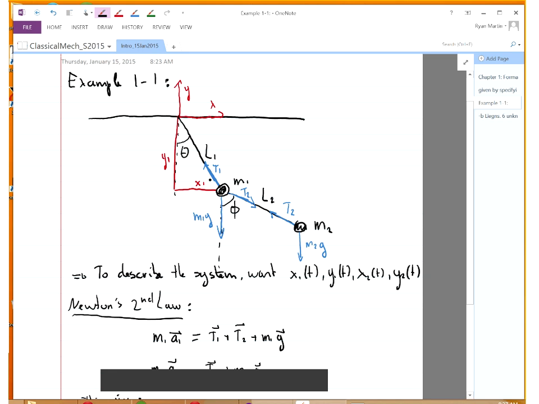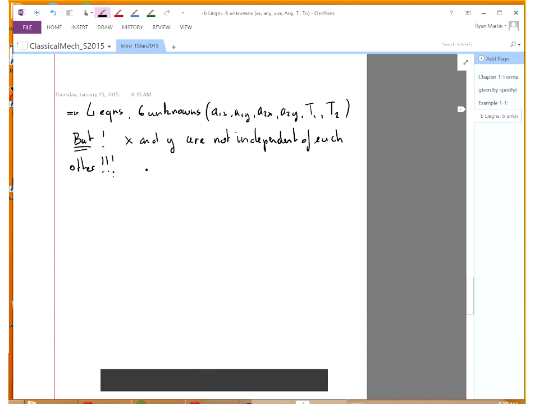That is the language that will formalize the classical mechanics. Is that x and y are constrained. They're not independent of each other. All right? So x and y are constrained.